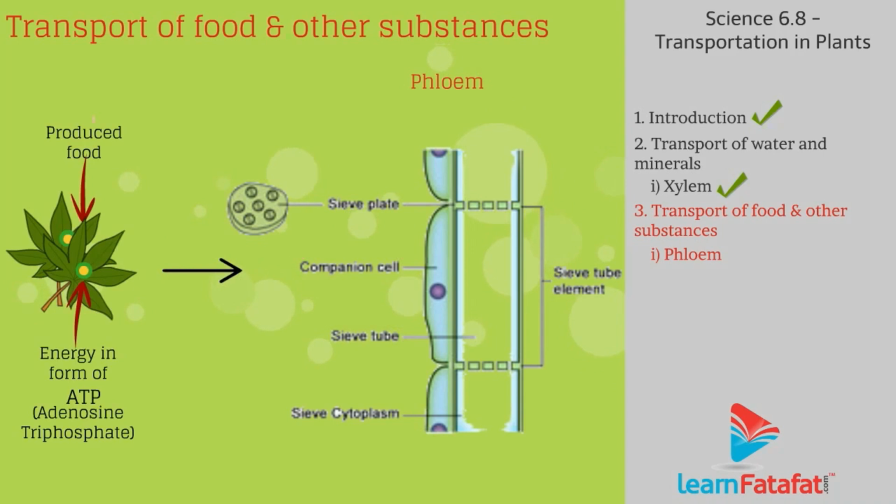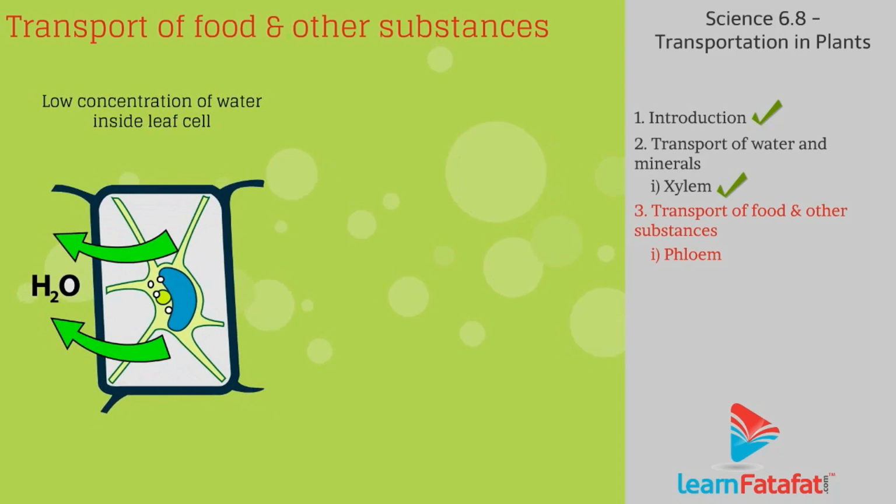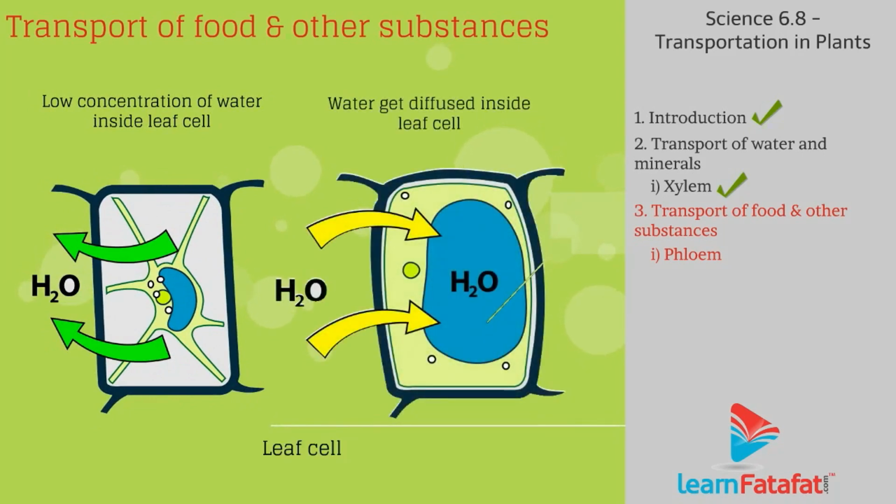At leaves, the food produced is transported to phloem tissue using energy stored in the form of ATP. Since the concentration of water inside the phloem is lower than outside, water gets diffused inside. The food gets pushed to places where it is required.